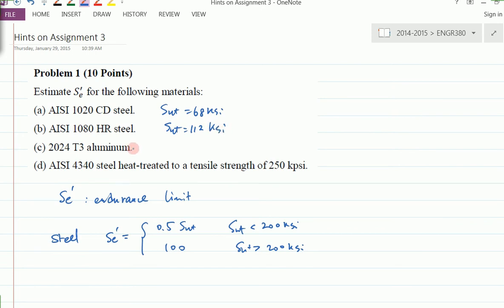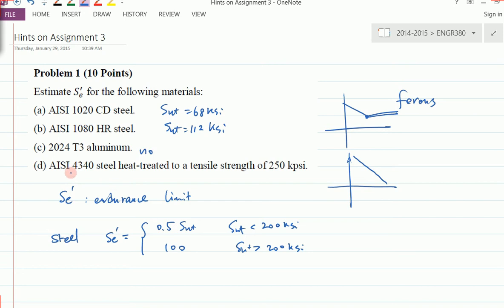But number 4 is not steel, it is aluminum. As you recall in the class, the endurance limit, this plateau phenomenon, occurs only in ferrous material. For non-ferrous material, for example aluminum, you don't really have an endurance limit, and the S-N diagram just keeps going down. So for this one, you don't really have an Se.